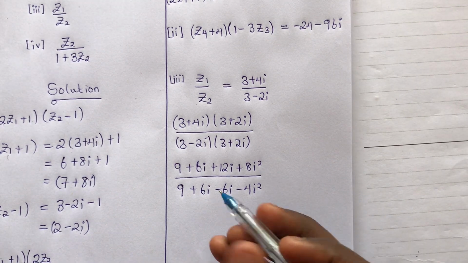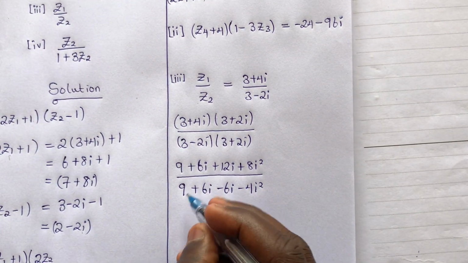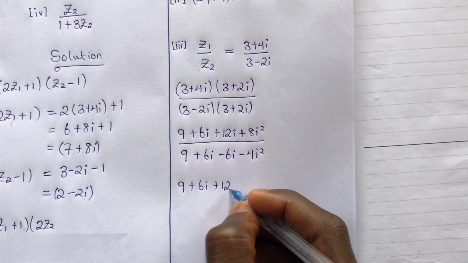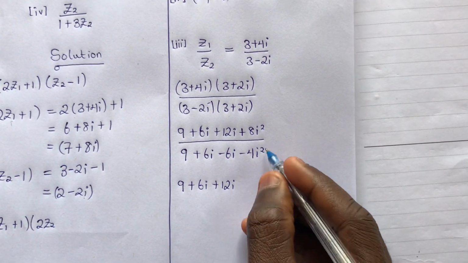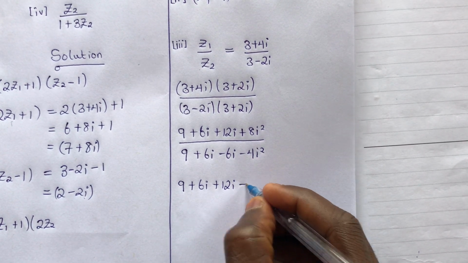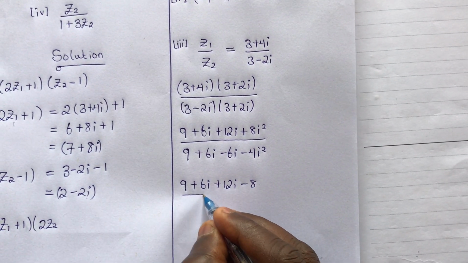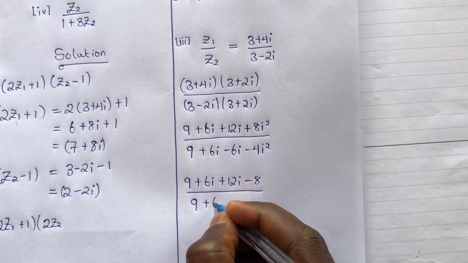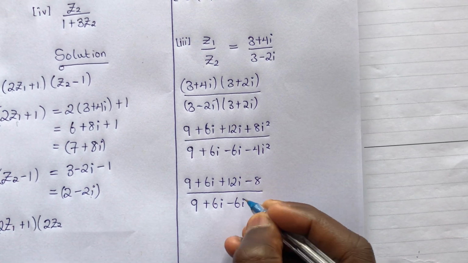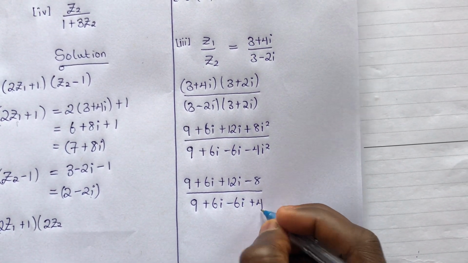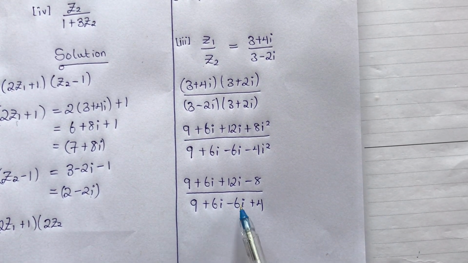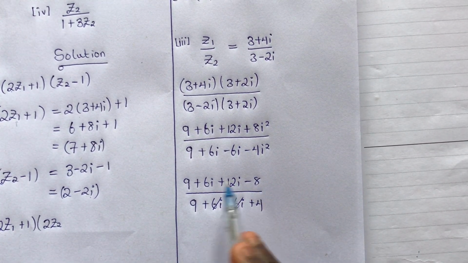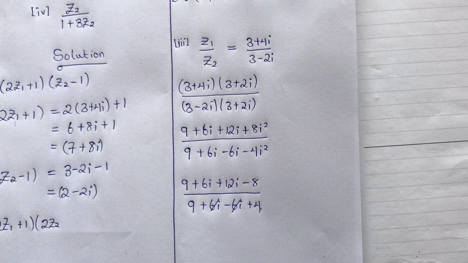So now let's do that. We are having 1 plus 6i plus 12i. When we substitute -1 here, we are having minus 8, and we divide this by 9 plus 6i minus 6i. When we substitute that, we are having plus 4. So now we can see that this and this can cancel. This will take care of this. We then add all reals, add this by that, and then we are done.